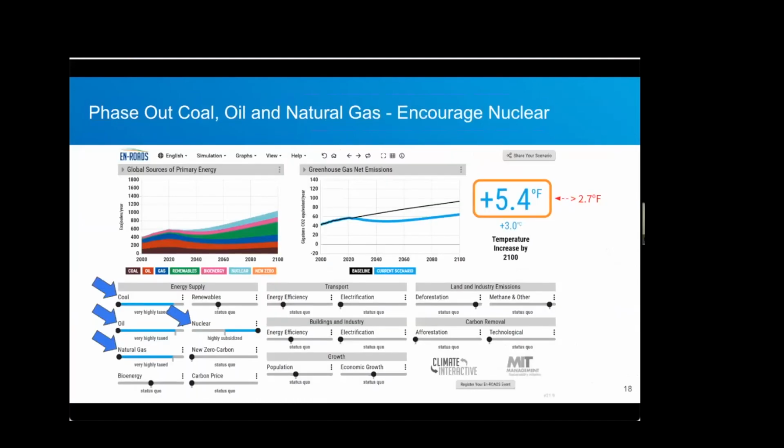Well, and this is another example. These are using slides from the active simulators. So you can see here in the left-hand corner that these sources of energy, fossil fuels, have been very highly taxed. So they're almost disappearing, and nuclear has been encouraged. And with that, if you remember, we started with 6.5 degrees F, and now we're down to 5.4. So that has already made over a 1 degree difference.